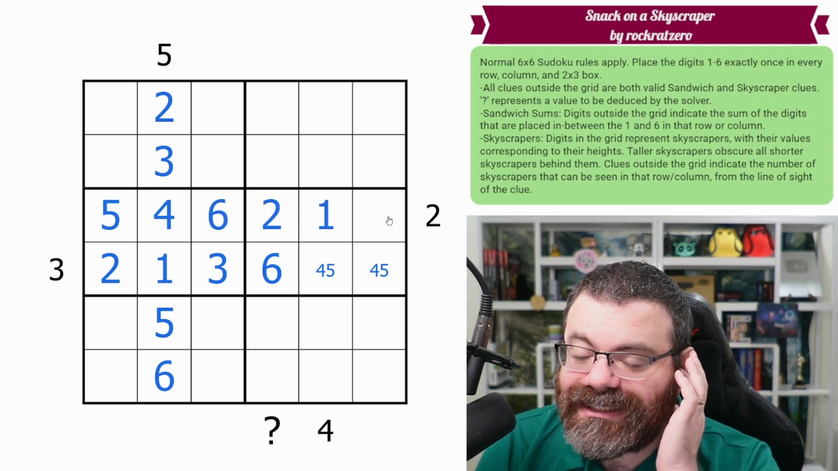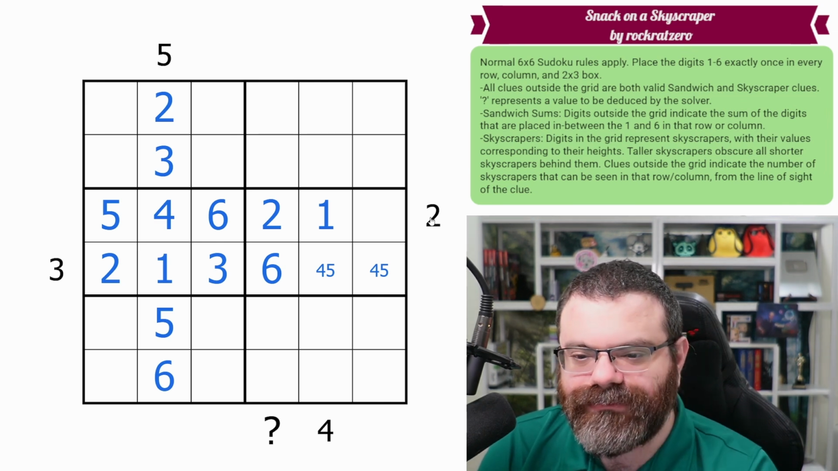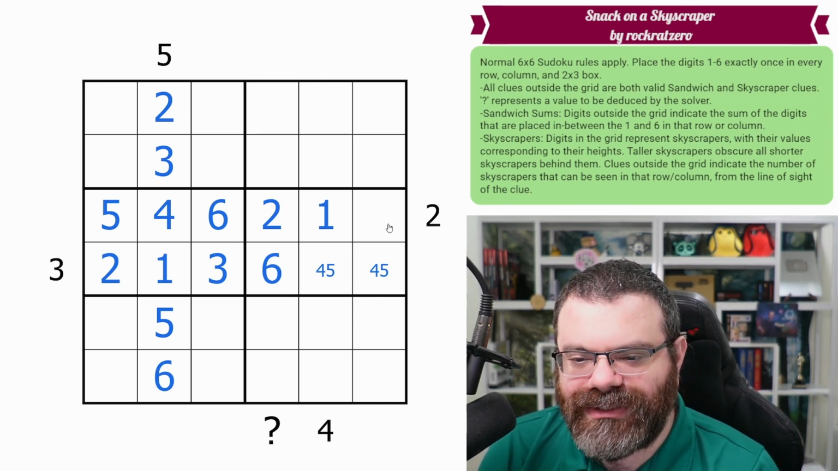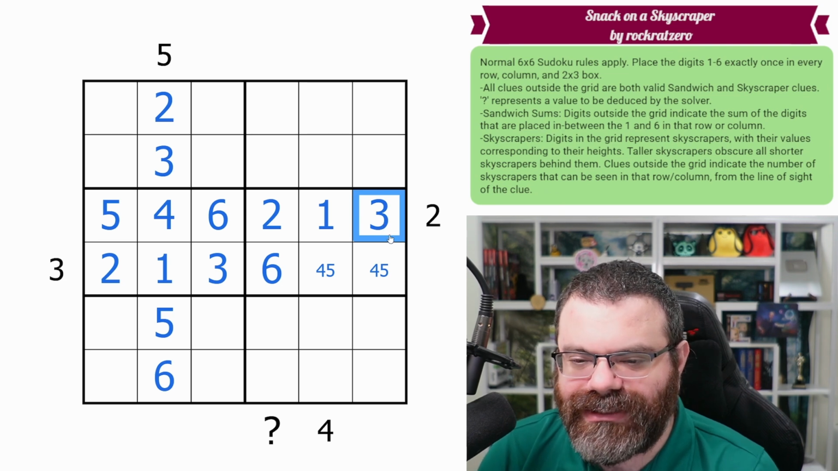And now we need to see 2 skyscrapers. How are we going to limit this to 2 though? Actually, this is a 3. That's how we limit it to 2.